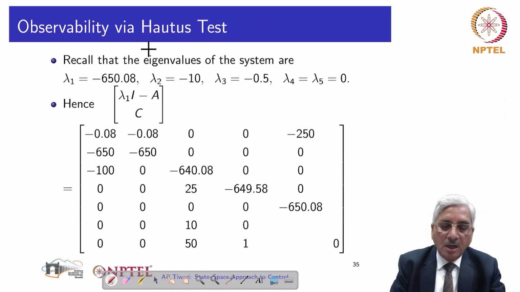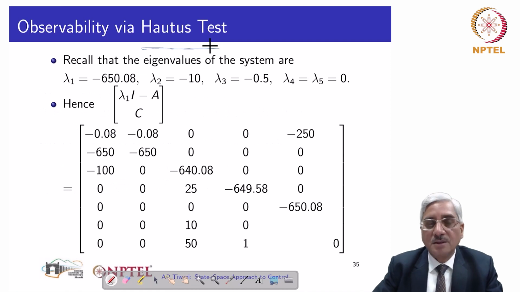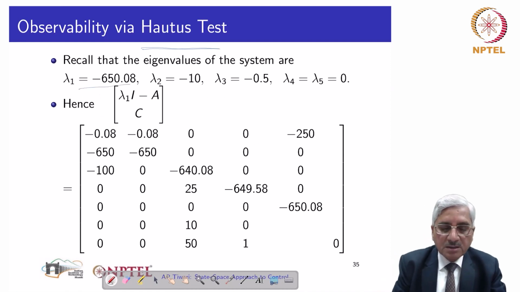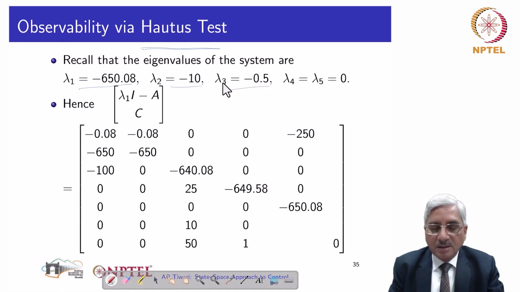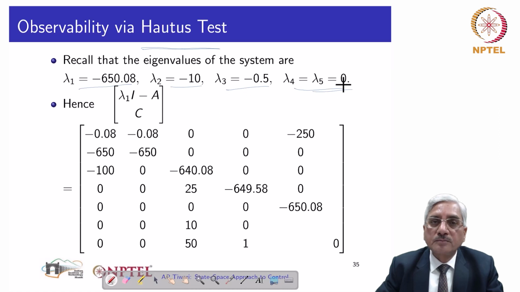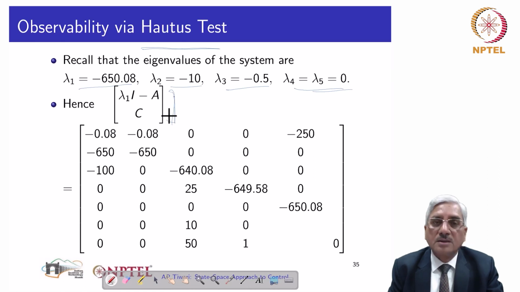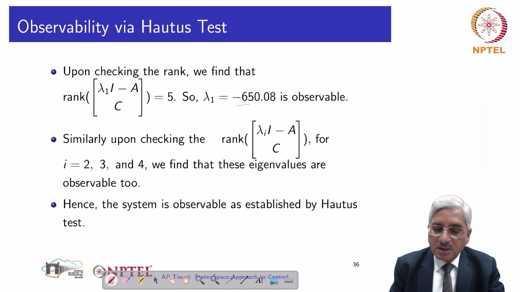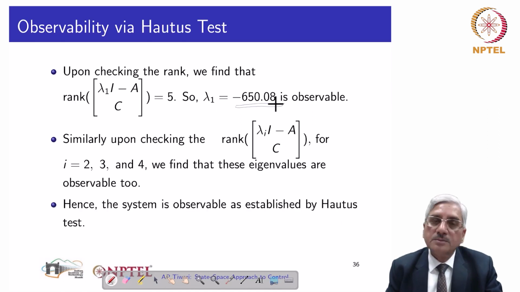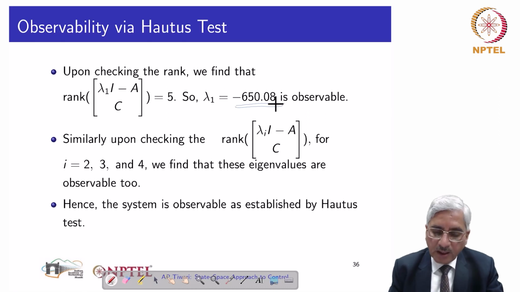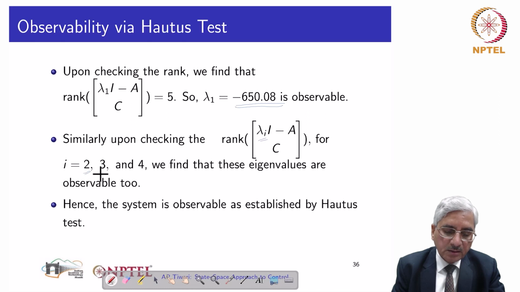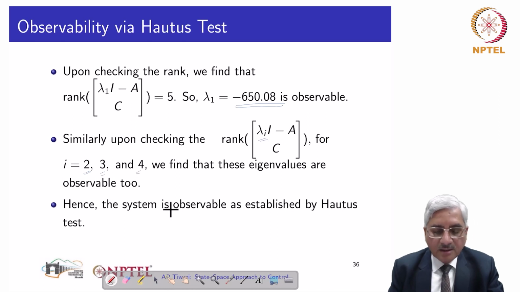How does the observability criterion lead to better handling? We have these eigenvalues, 3 in the left half plane and 2 at the origin. One by one we can check the rank of this matrix, which is the Hautus criterion, lambda I minus A, C. So this eigenvalue is observable. We repeat the test for the other eigenvalues, second, third, fourth, and fifth, and we find that all the eigenvalues are observable for the whole C matrix.